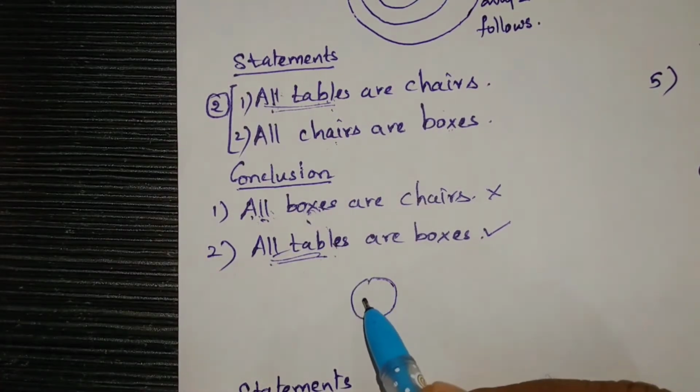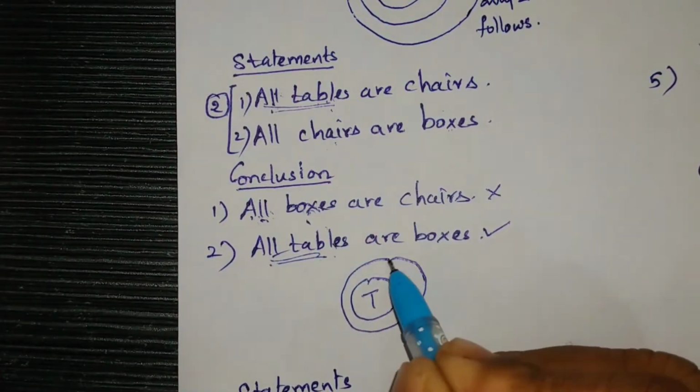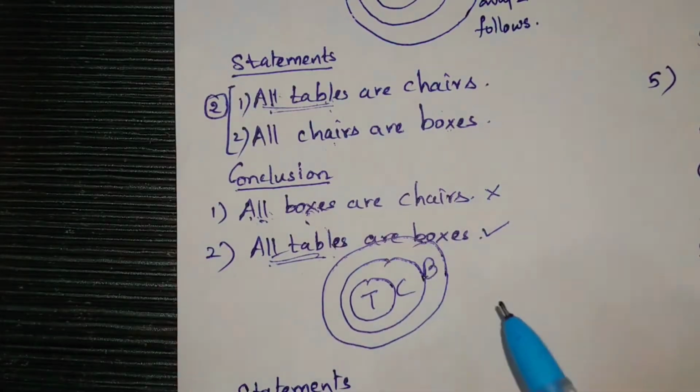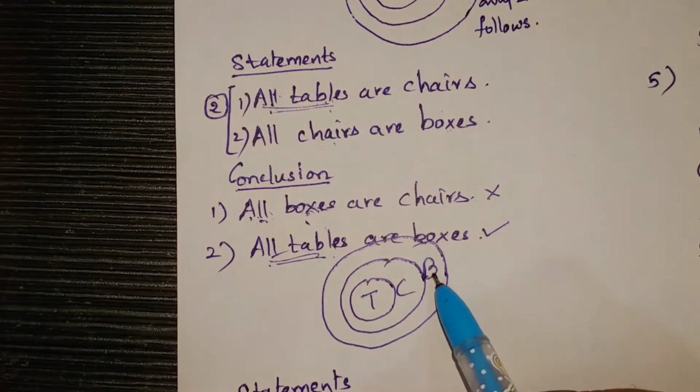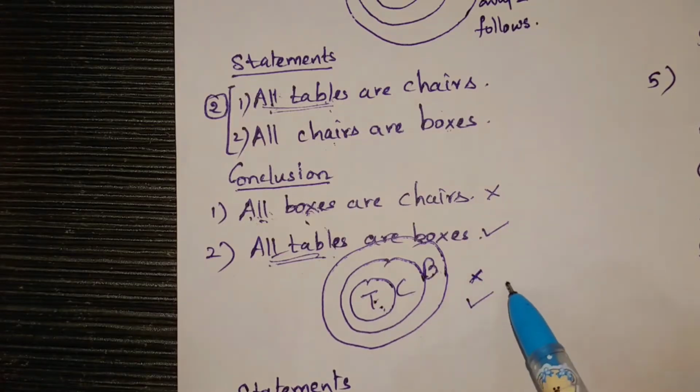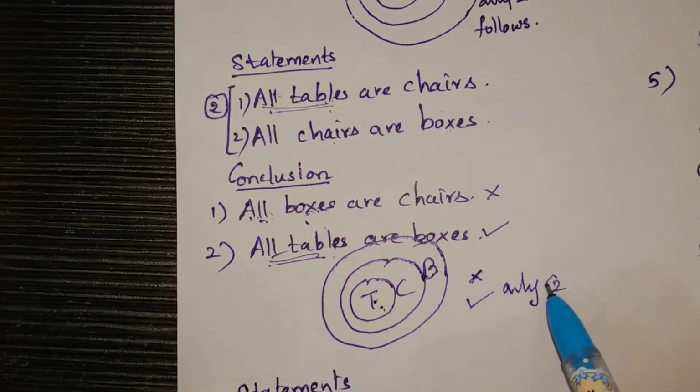So all tables, all chairs, all the chairs are boxes. Now if you see, all boxes are chairs. All the boxes circle is bigger than chairs. It doesn't follow. Second one, all tables are boxes, follows. All tables are boxes, only two follows.